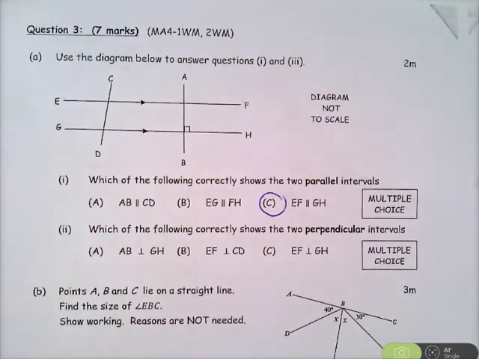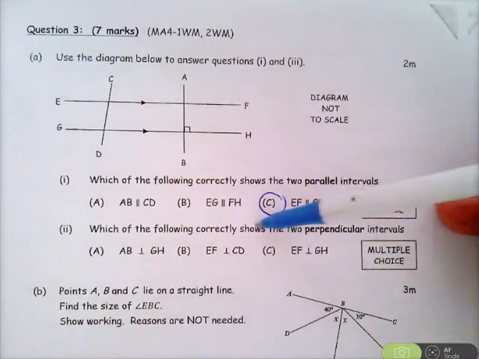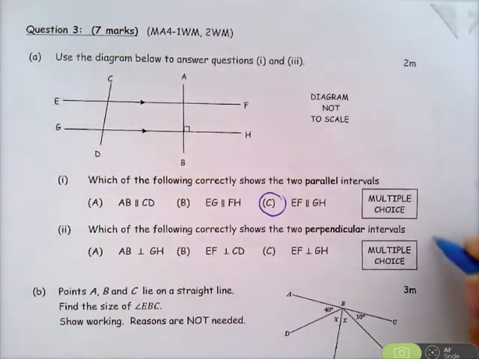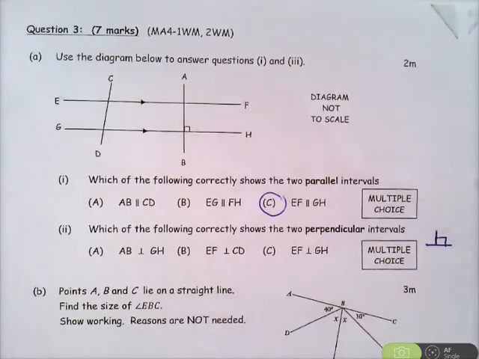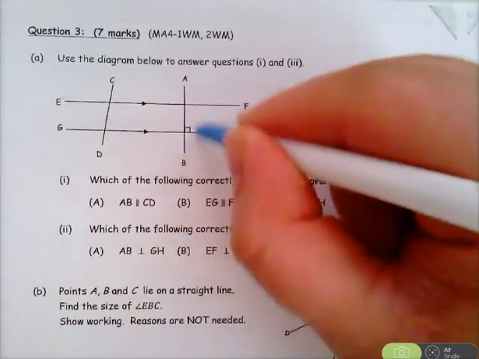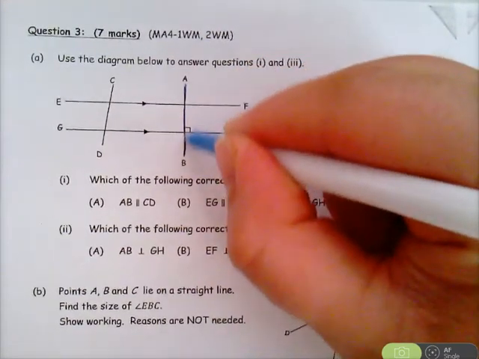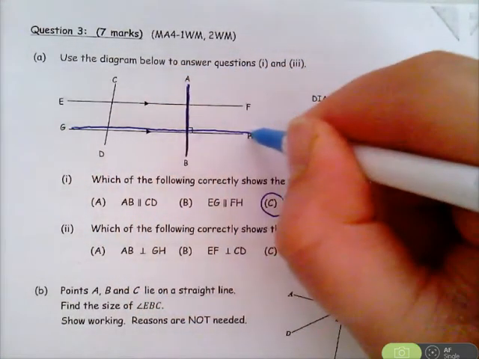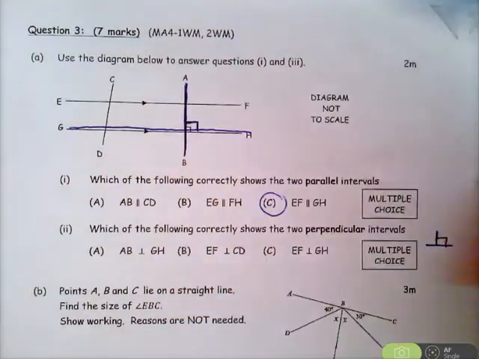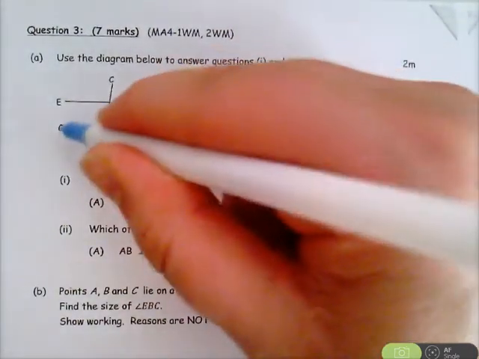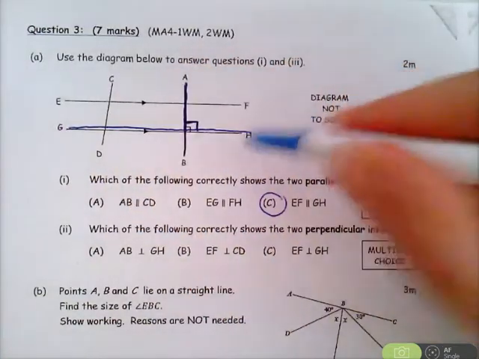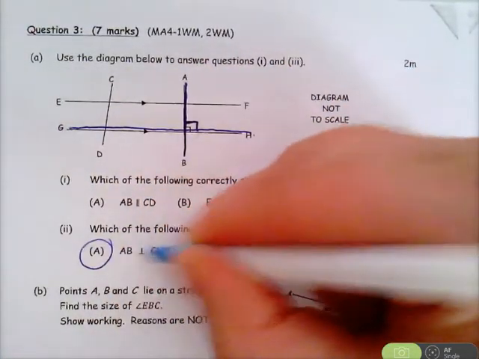Then it says, which of the following correctly shows the 2 perpendicular intervals? Perpendicular means you're looking for this symbol, this right angle symbol. So the only right angle symbol I can see is here, and it's between this interval or line and this line. So you notice I've got the right angle there. So I've got AB is perpendicular to GH. So I'm looking for AB is perpendicular to GH, and it's this one. Okay?